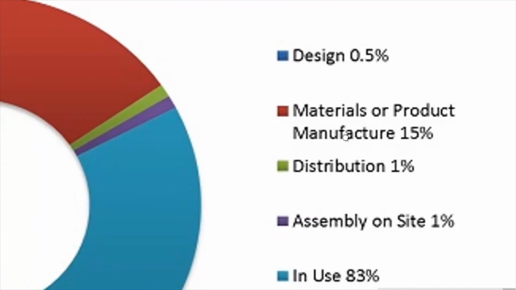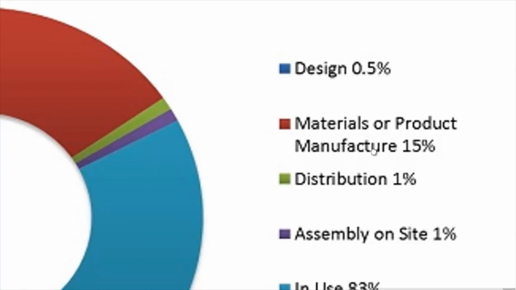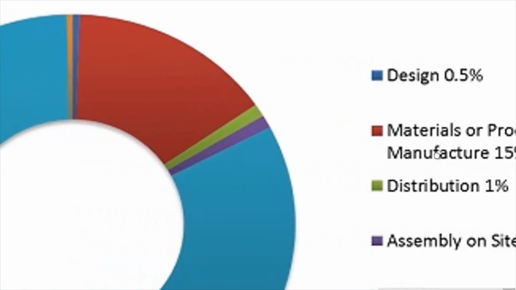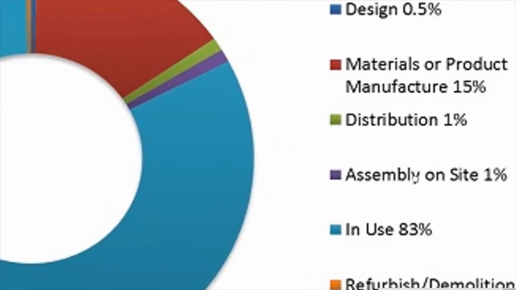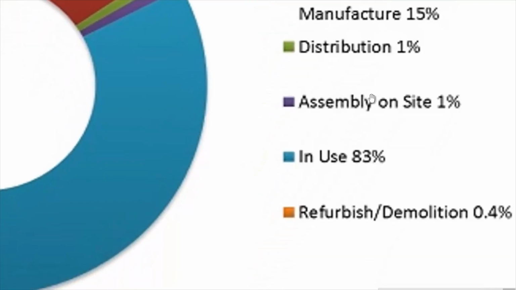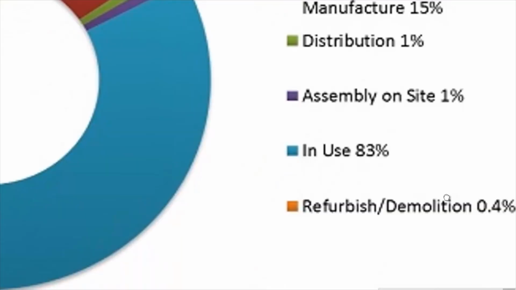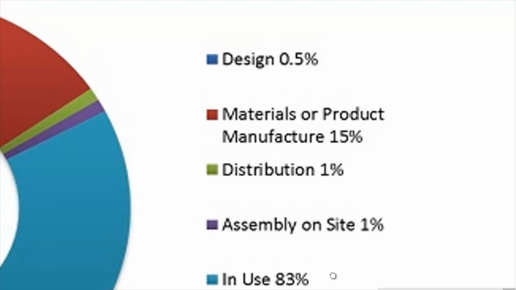the red color which indicates the material or the product, that is the manufacturing of the product, which goes into a percentage of about 15 percentage, and the distribution of this material goes to 1 percentage, and the assembly on the site, demarcated in a purple or violet color, is 1 percentage, and other percentage like demolition, if you look at it, is 0.4. So, usage of the material which credits a major percentage in terms of energy, that is nothing but 83 percentage, and next comes the 15 percentage for the manufacturing.